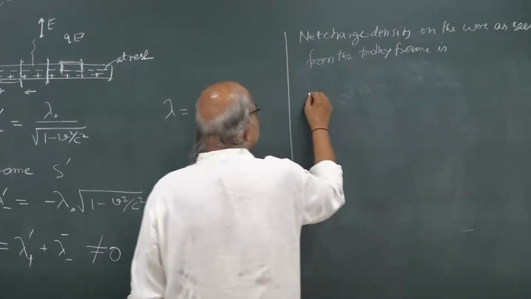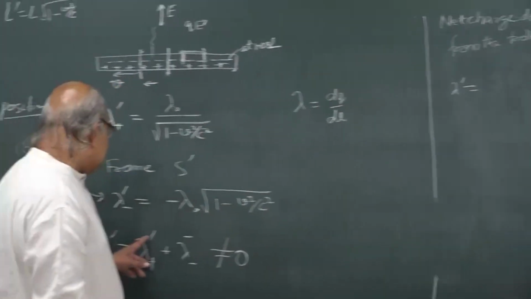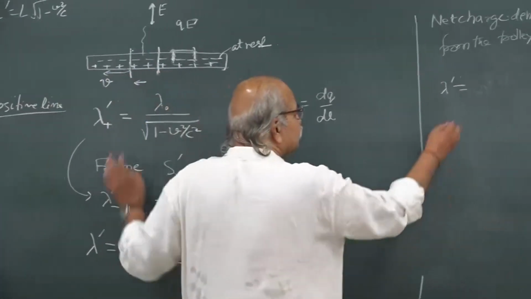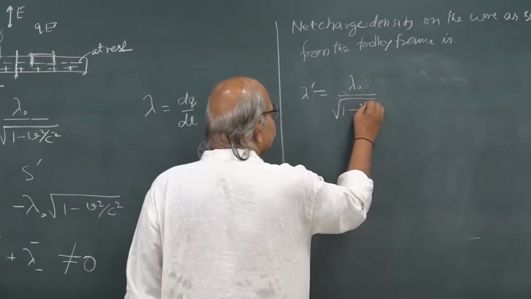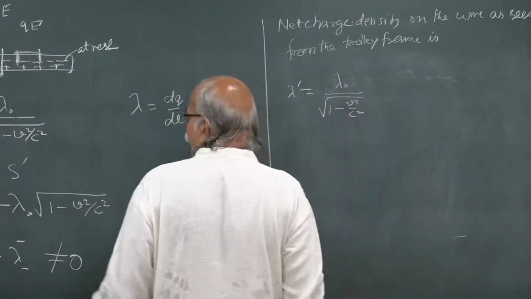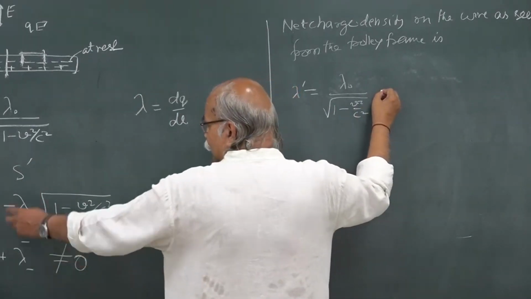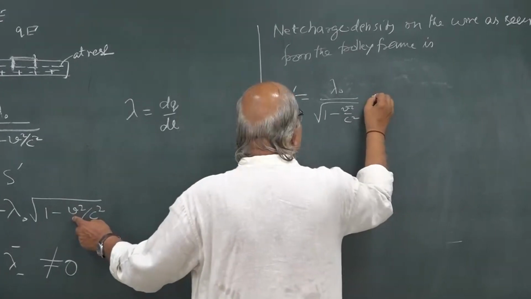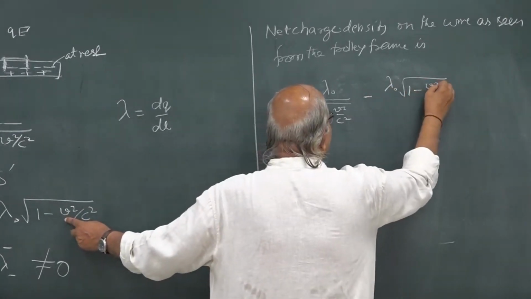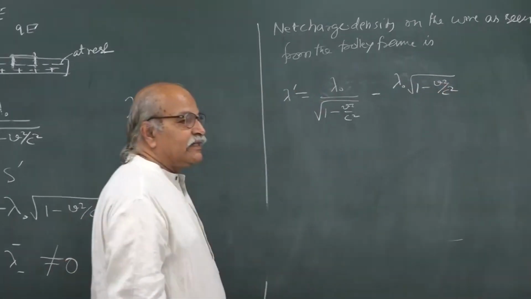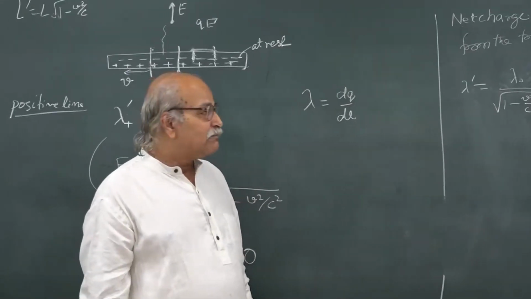is lambda prime, which is lambda plus prime, and that is lambda naught divided by square root of 1 minus v square by c square, and then minus this other one. So, minus lambda naught into square root of 1 minus v square by c square. That is the net positive linear charge density as seen from the trolley frame.